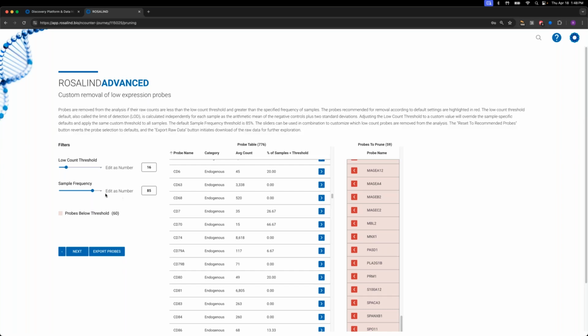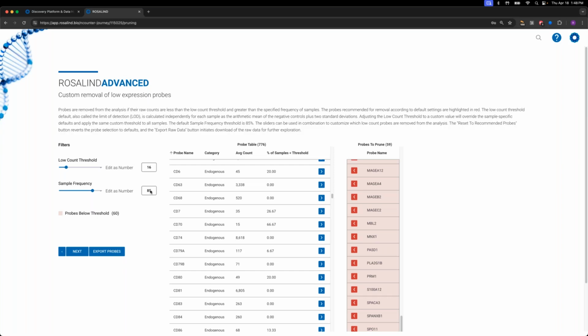In terms of sample frequency, this gets a little more nuanced because it's going to depend on your experiment. By default, the value is going to be 85%. This is going to be permissive, so it's going to let more genes into the analysis rather than being too restrictive and removing more genes than you want to have removed. So we decided to be more on the permissive side with the default. But I would say, think about your experimental design.